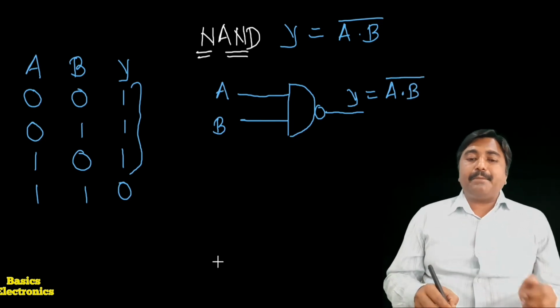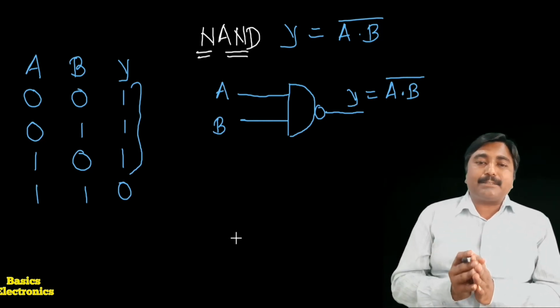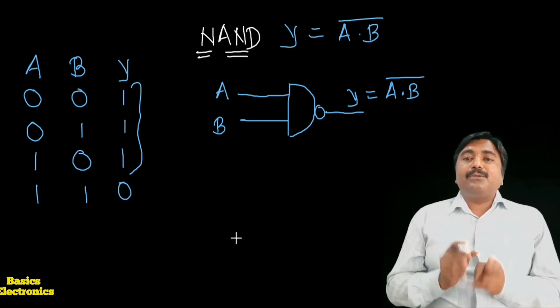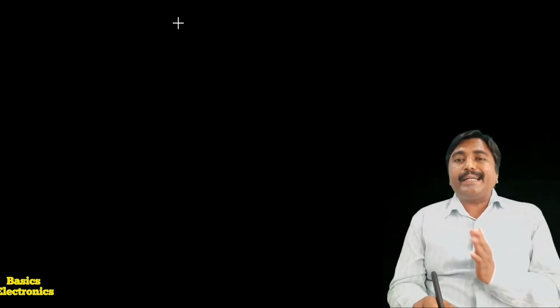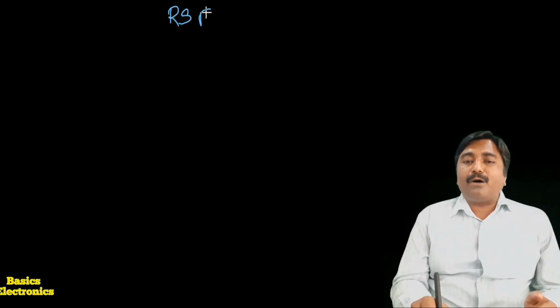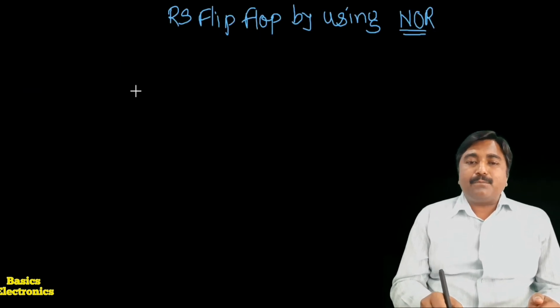Okay, so there are two things we have to keep in mind before going towards the working and the construction of the RS flip-flop. The RS flip-flop can be constructed by using the NOR gate and by using the NAND gate. Now we construct the NOR gate RS flip-flop. The two NOR gates we require for the construction. I am going to draw first the two NOR gates.